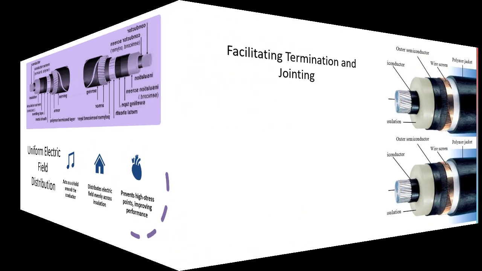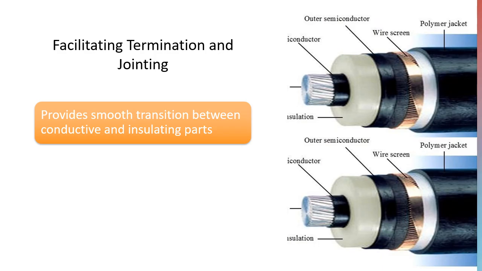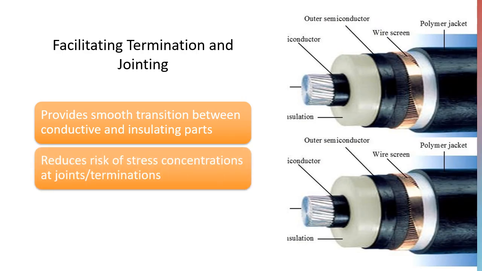Facilitating termination and jointing. Another important role of the semiconductive layer is during termination and jointing of XLPE cables. It provides a smooth transition between the conductor and the insulation. This minimizes stress at the joints and connections, reducing the risk of faults during installation and maintenance.